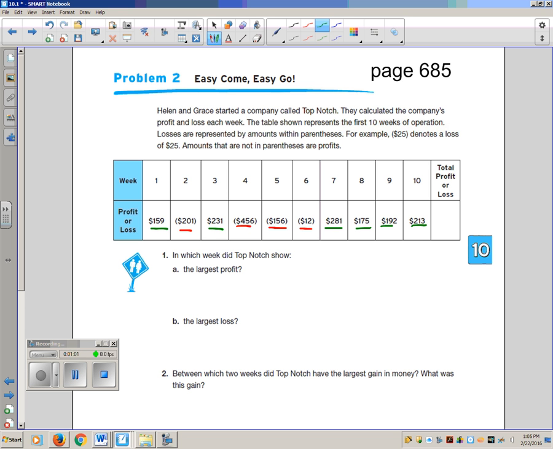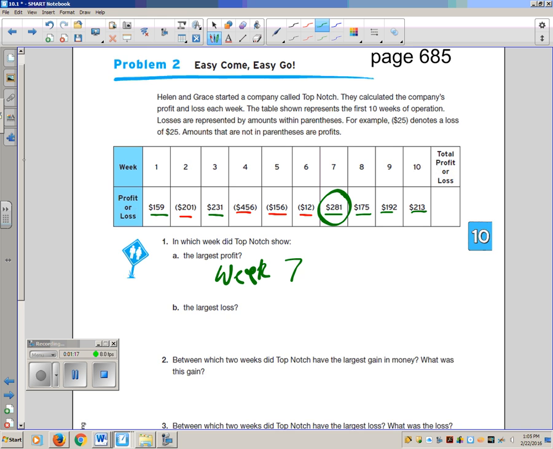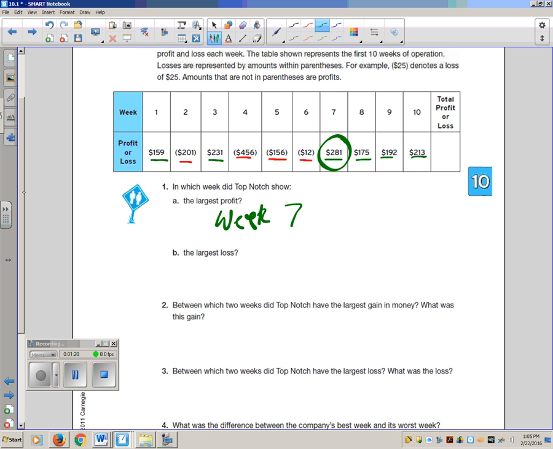Number one, in which week did Top Notch show the largest profit? So you're looking for a positive integer. The biggest one is $281, which is week 7. The largest loss: looking for an integer that's in parentheses, that shows negative. Week 4. Week 4 is the largest loss.